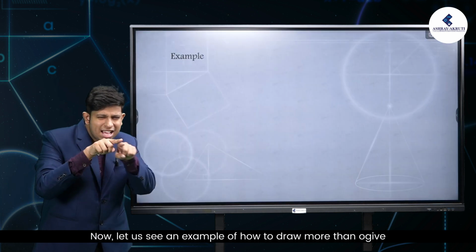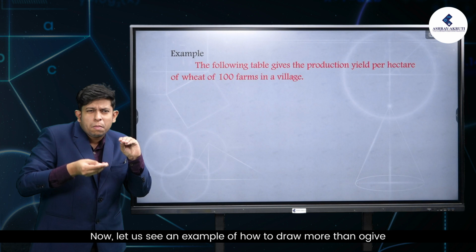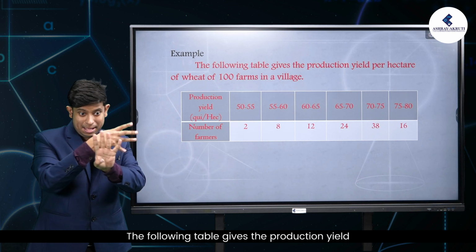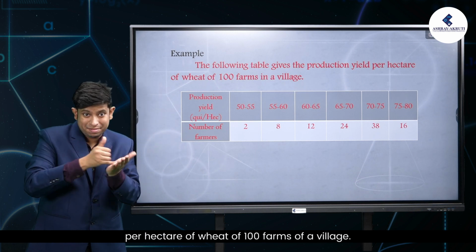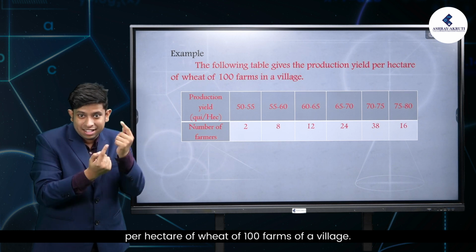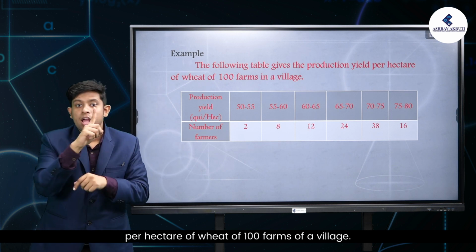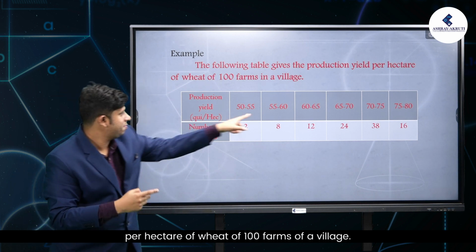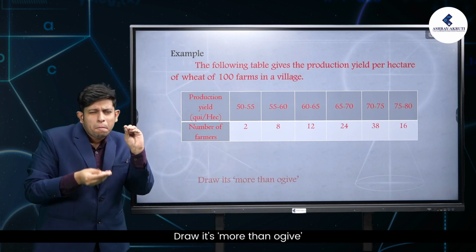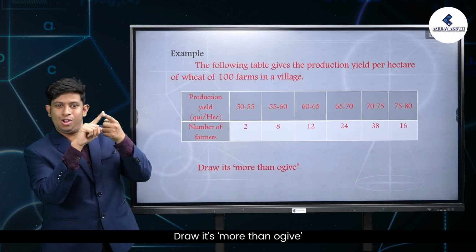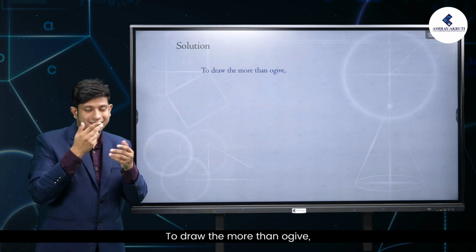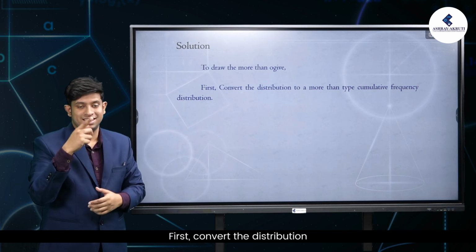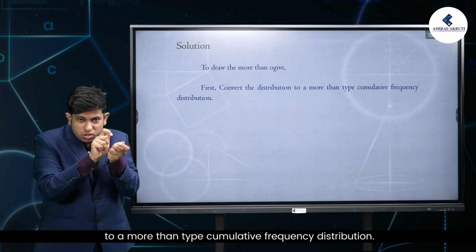Now, let us see an example of how to draw more than ogive. The following table gives the production yield per hectare of wheat of 100 farms of a village. Draw its more than type ogive. Solution. To draw the more than type ogive, first convert the distribution to a more than type cumulative frequency distribution.